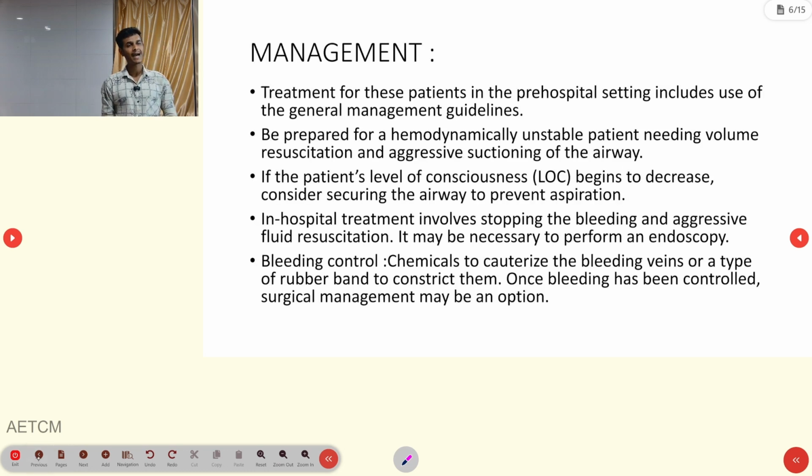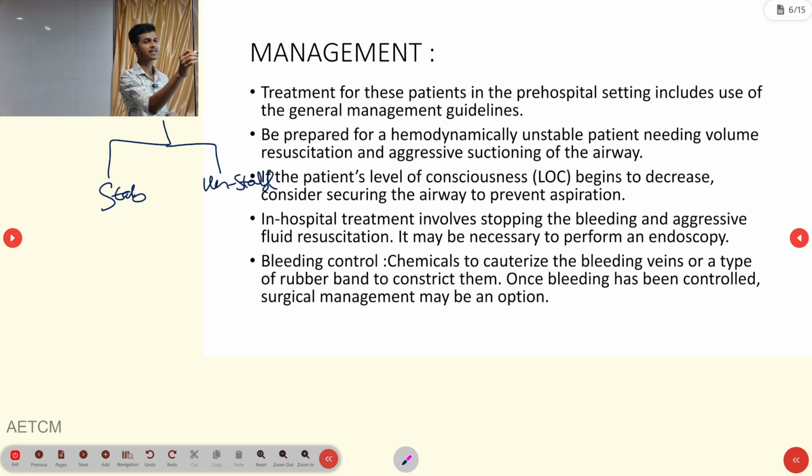So management-wise, before handling any case, whether it is esophageal varices or a different condition, first we have to decide whether the case is stable or unstable. That is why in our assessment and management format, first we have scene size, followed by the general impression, the initial 10-second assessment. Within 10 seconds we have to think about whether this case is stable or unstable.